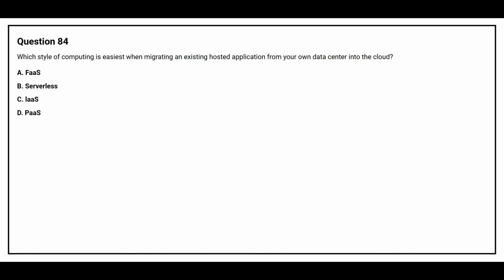Question number 84. Which style of computing is easiest when migrating an existing hosted application from your own data center into the cloud? Option A, FaaS. Option B, serverless. Option C, IaaS. Option D, PaaS. The correct answer is option C, IaaS.